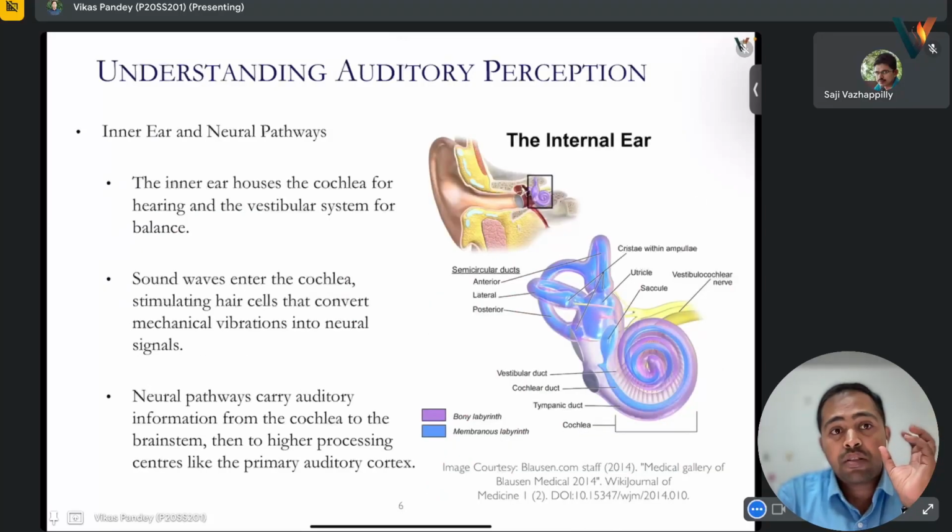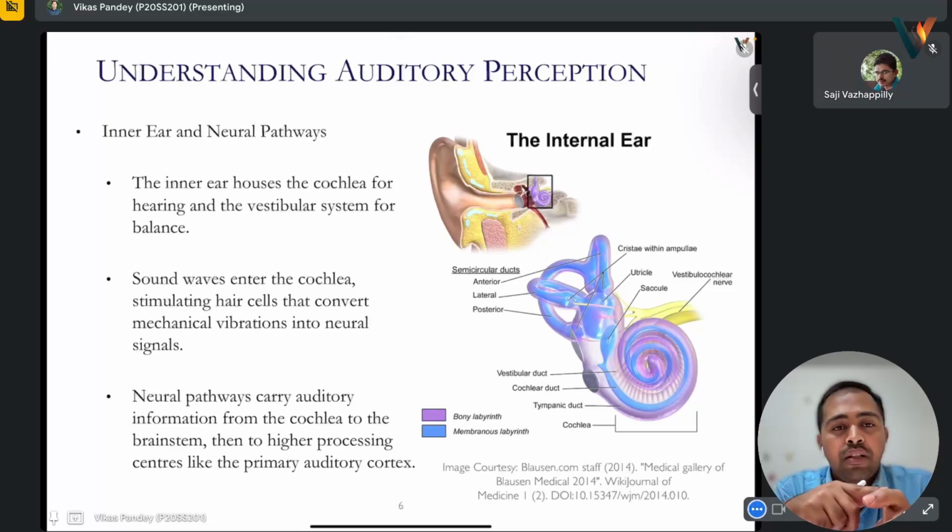Then comes the inner ear that also contains the neural pathway. We are hearing, then we are processing it also, just like vision and smell and everything, right? So a very important part of the inner ear is the cochlea, and the vestibular system. These two are interrelated, we can say. Cochlea is the part for hearing. Along with that, we have the balancing system, the vestibular system, that helps us in balancing. So balance as well as hearing take part in the inner ear.